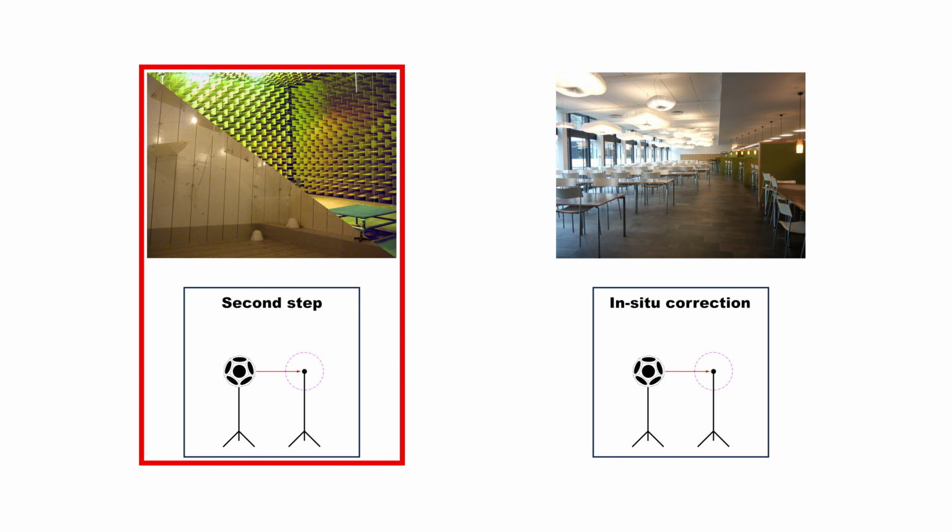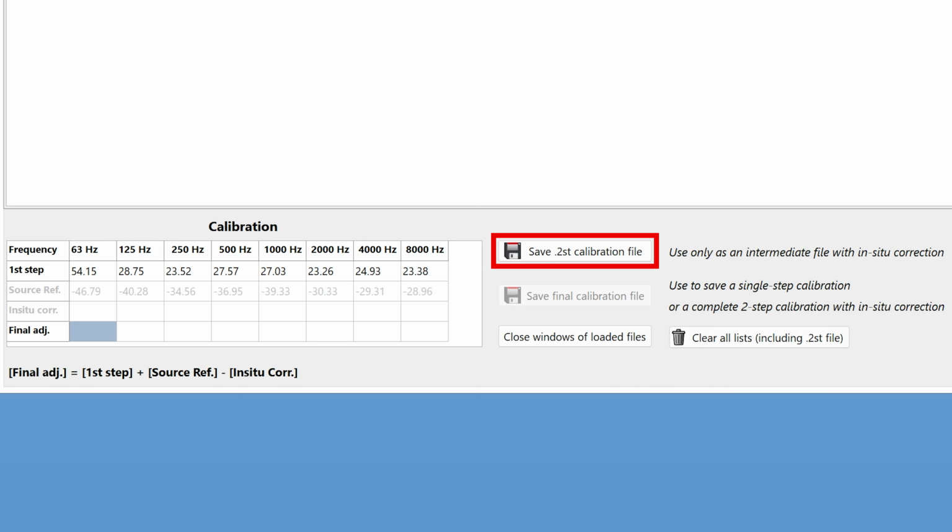When you load the calibration room measurements into the calibration interface, the Save to ST calibration file button will be enabled.